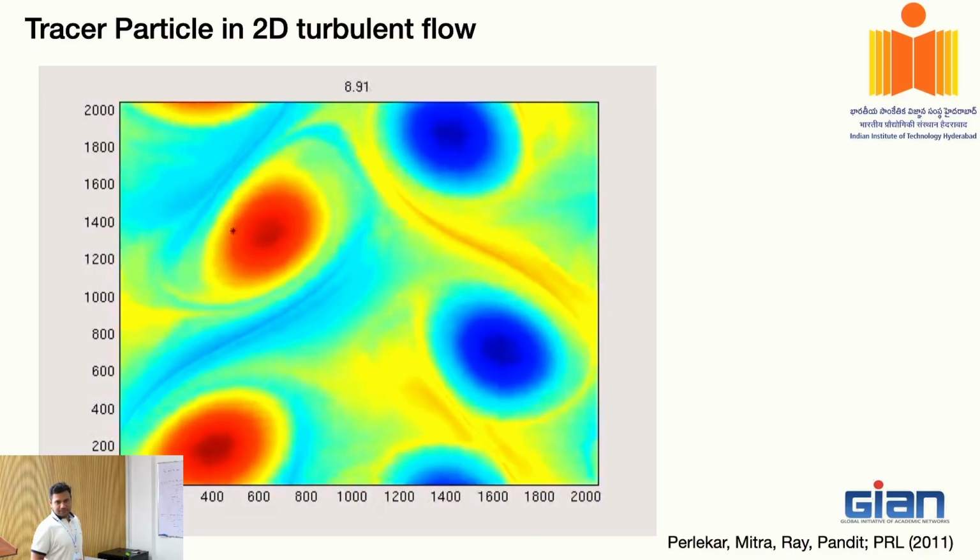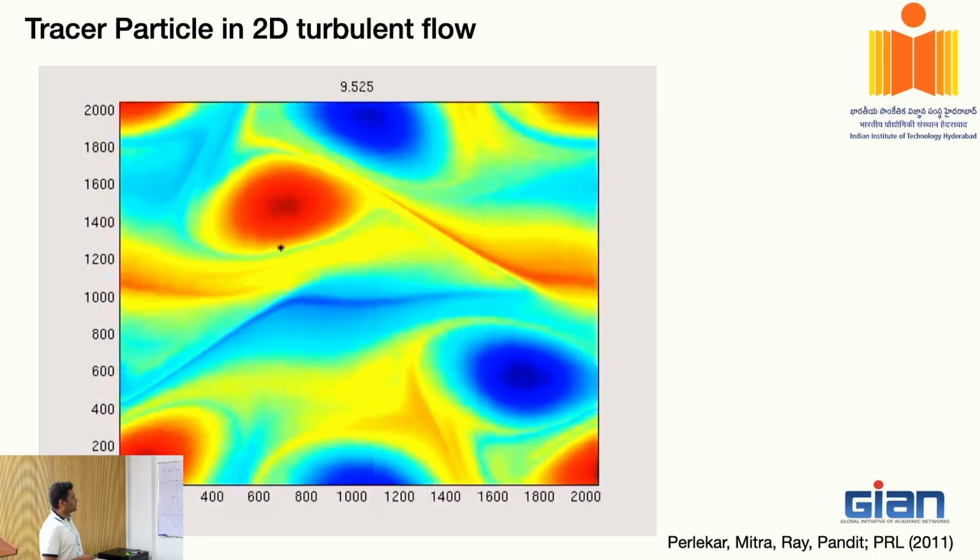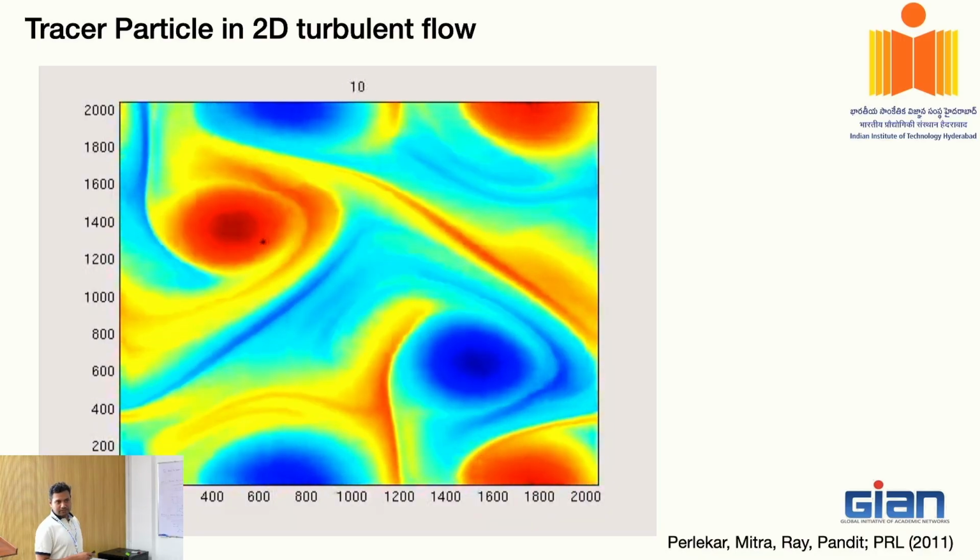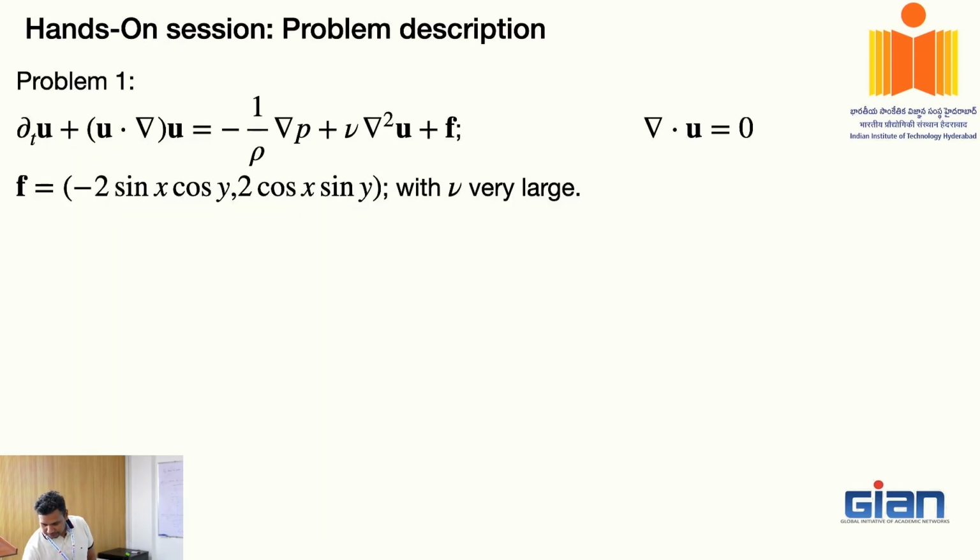This is, by the way, a tracer particle. It goes and gets trapped, and once it gets trapped in the vortical region, it is going to stay there for some time. The only way it can exit the vortical region is when the vortex gets destroyed. That is the only way it can get out.